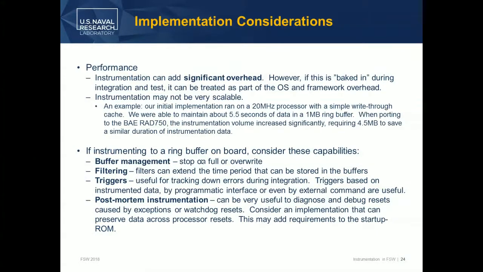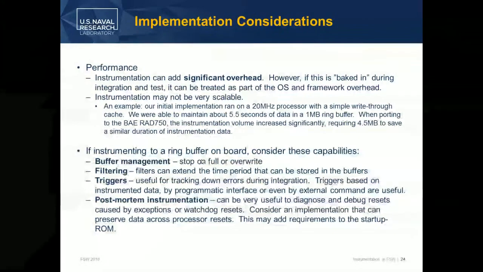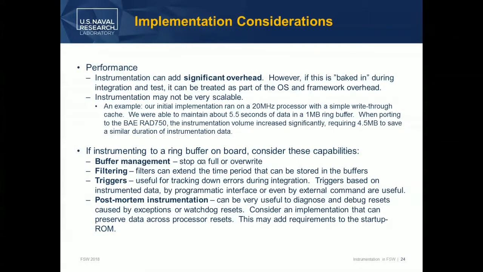Instrumentation may not be scalable. Our initial implementations ran on an older 20 megahertz processor with a simple write-through cache, and that gave us about 5 seconds of data in a 1 megabyte ring buffer. When we moved up to the RAD750, the performance was greater. We were able to rip through all those instrumentation statements a lot faster. It took about 4 megabytes of ring buffer to record the same 5 seconds worth of data, which really wasn't adding a lot of value. So at that point, we filtered out some of our instrumentation while writing to get a better set of instrumentation.